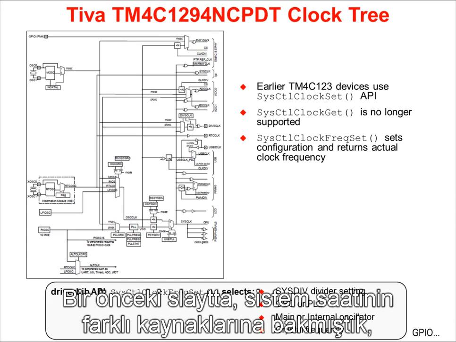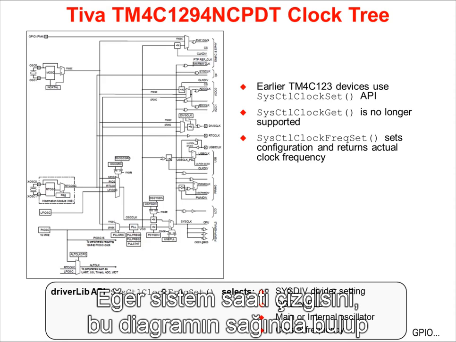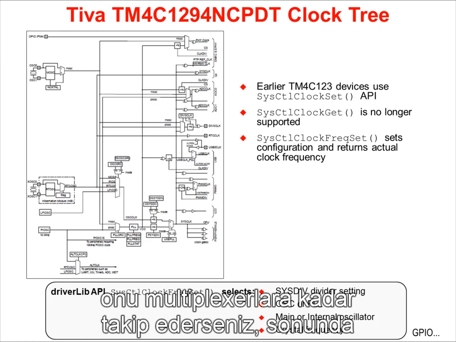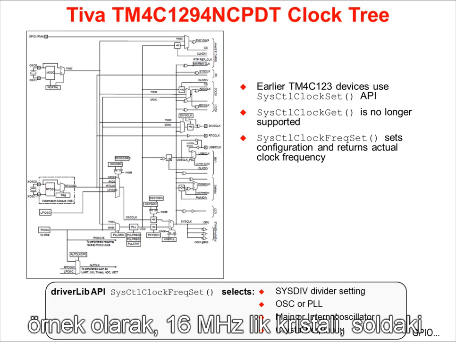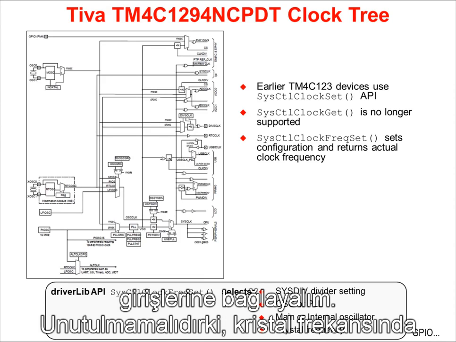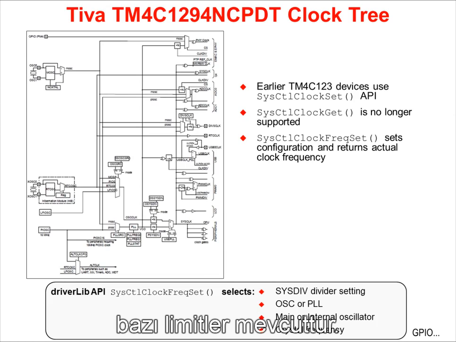On the previous slide, we looked at the possible sources for the system clock. If you find the system clock line on the right of this diagram and follow it back through the multiplexers, you'll find that any of the 4 fundamental clock sources can drive it. As an example, let's connect a 16 MHz crystal to the inputs of the main oscillator there on the left. You should bear in mind that there are restrictions on the crystal frequency.